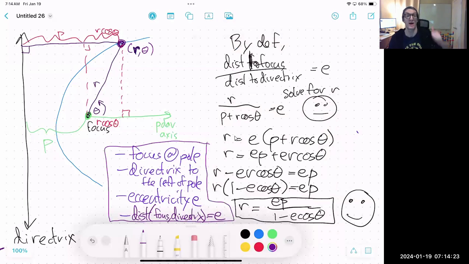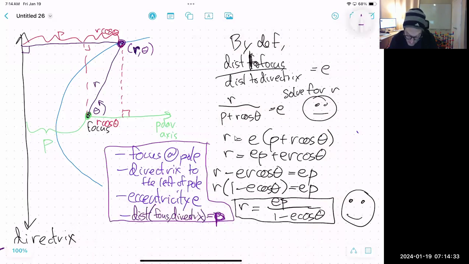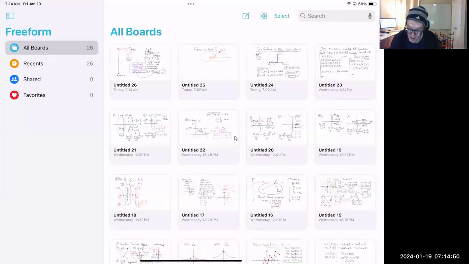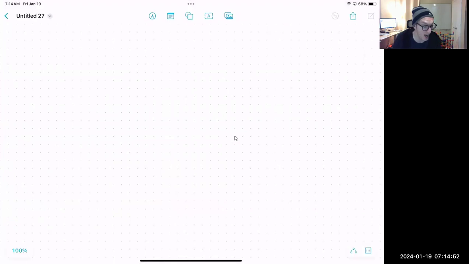In other words, if you build these four things into your problem, a polar coordinate system with the focus at the pole, eccentricity E, and the directrix P units to the left, then this is the correct equation of that conic section in terms of E and P. That was kind of a horrible explanation. Let's just keep going. One down, three to go.